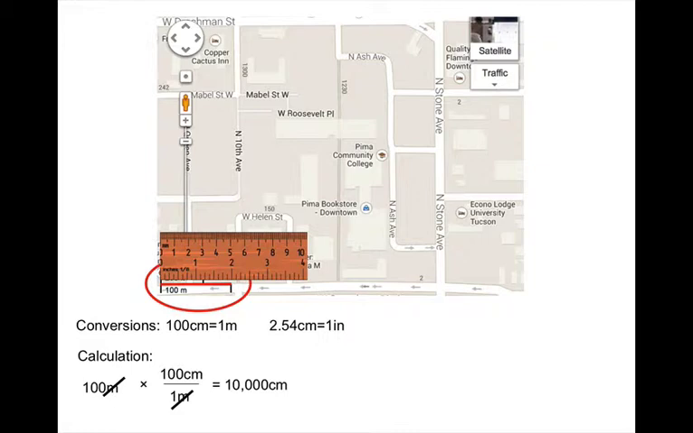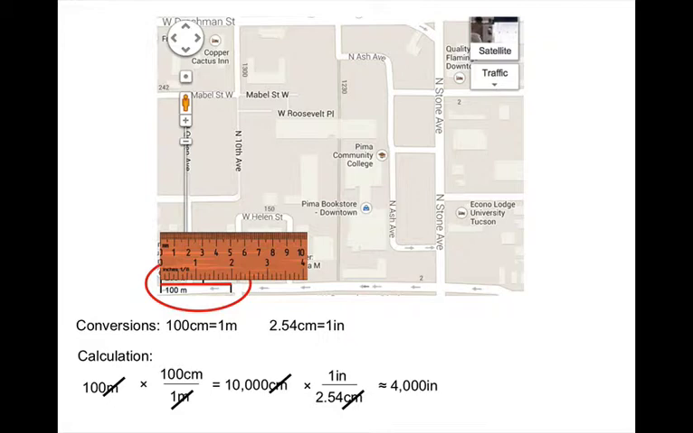I've only gotten to centimeters here, and I need to get to inches. I can multiply again by another clever fraction equal to 1 inch over 2.54 centimeters, and here again cancel the centimeters in the top and bottom of the fraction. When I do the division, this leaves me with the number 3,937 and the unit inches, which I'll round to 4,000 for simplicity. 100 meters is the same thing as 4,000 inches.